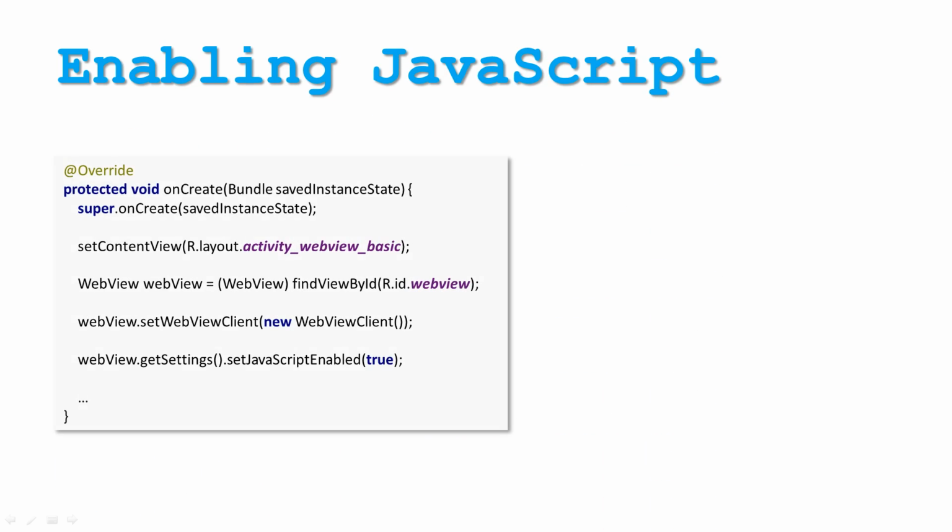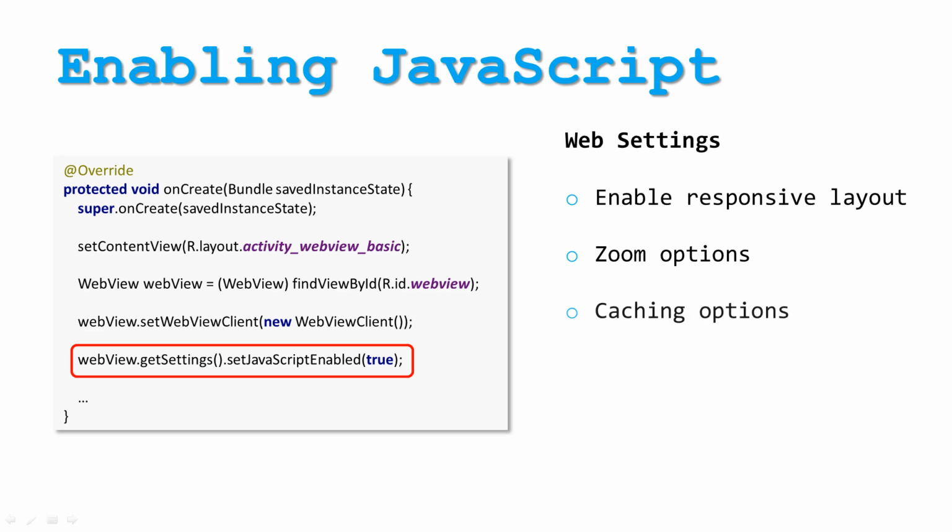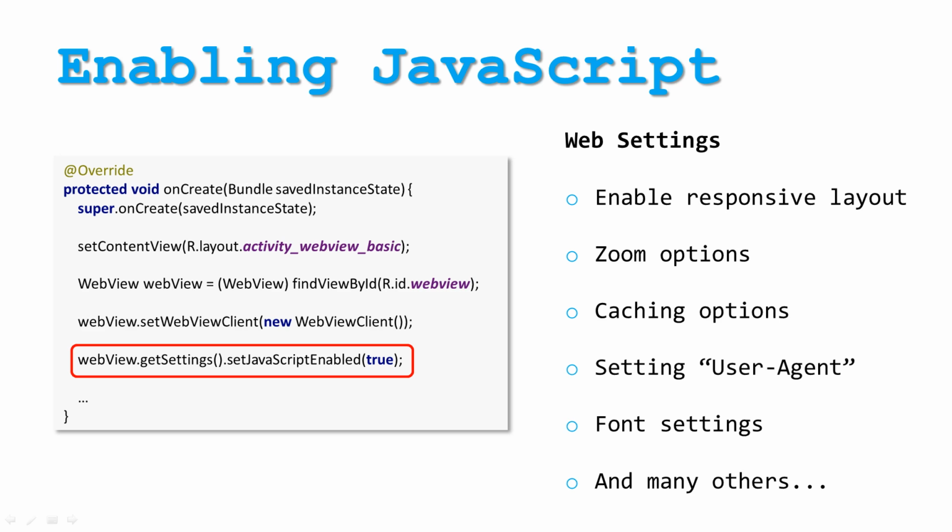If the web page you load uses JavaScript, you must enable JavaScript in your WebView, since it is disabled by default. You can enable it through the web settings object, which is attached to your WebView. Retrieve web settings with getSettings call. Then enable JavaScript with setJavaScriptEnabled. It is worth noting that the web settings object also provides access to many other useful settings.